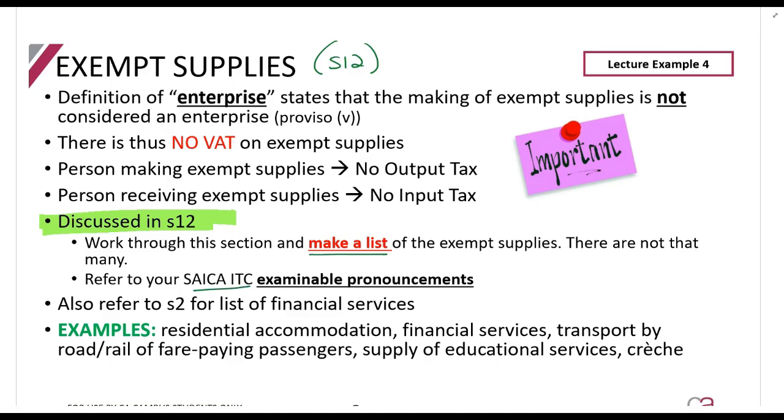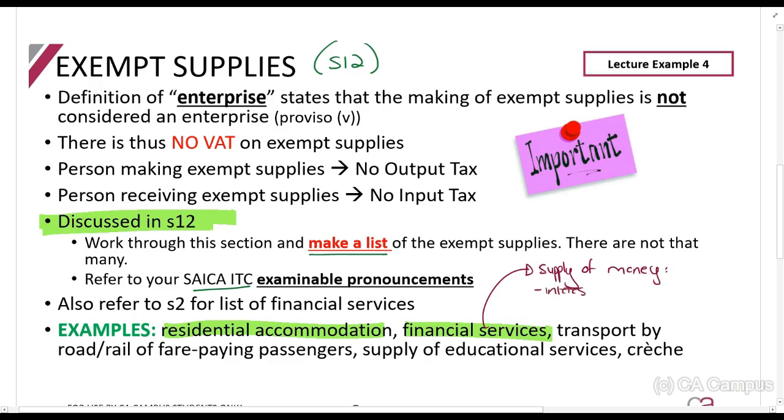Some of the most common exempt supplies are residential accommodation, financial services. Financial services, I'm going to make a comment here, is a supply of money. For example, interest, dividends, loans, etc. Transport by road or rail of fare paying passengers, supplying of educational services, creche, etc.